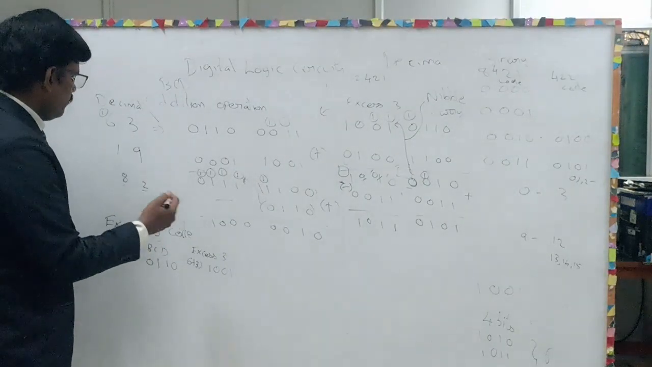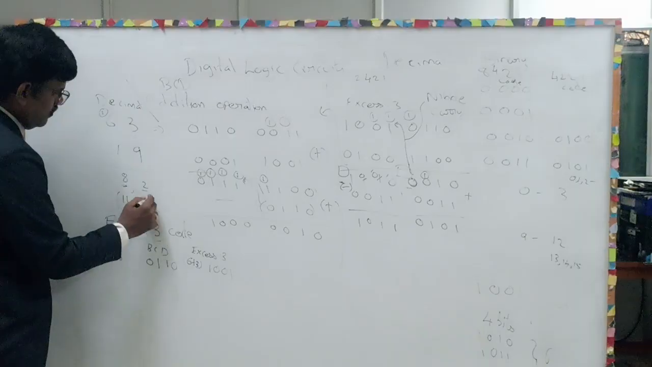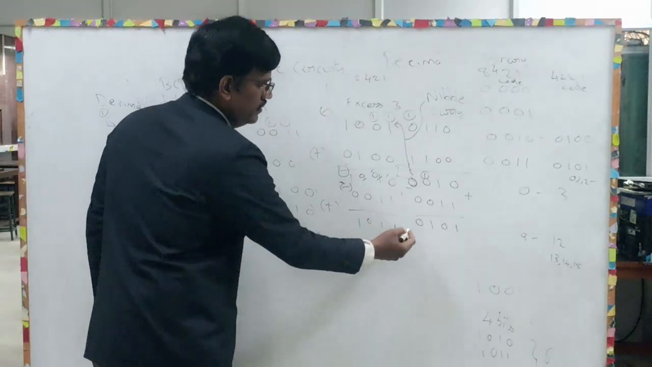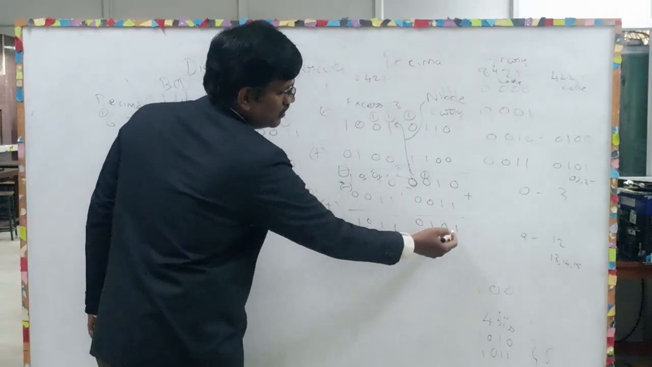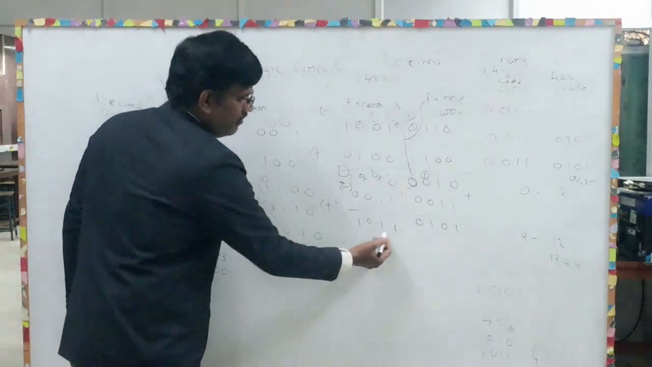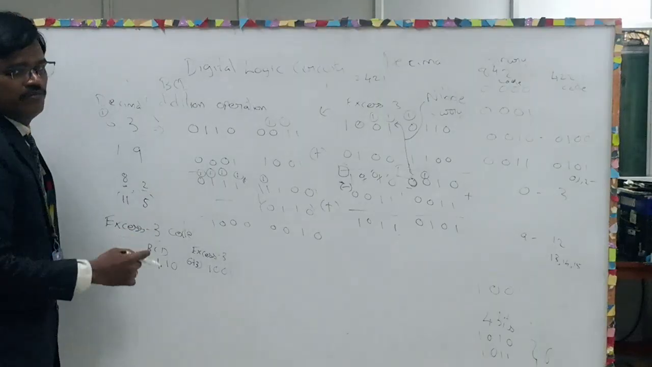So, in the XS3 form, 8 is going to be available as 11 and 2 is going to be available as 5. So, this is 1 0 1 1, which is 11, and this is 0 1 0 1, which is 5. So, 11 and 5. Whatever we have is 82, that is going to be the answer.